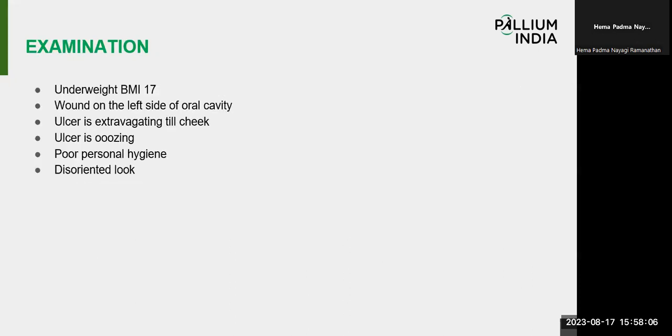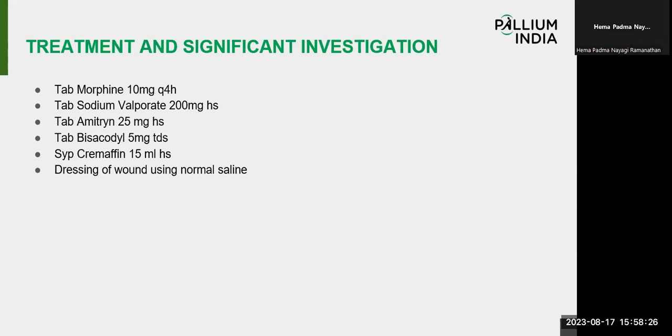Next slide, please. On examination, the patient is underweight, BMI around 17, with a wound on the left side of the oral cavity, extending till the cheek, and the ulcer was oozing. Poor personal hygiene; the patient is disoriented and doesn't speak much. Treatment given: tab morphine 10 mg Q4 hourly, tab sodium valproate 200 mg HS, amitriptyline 25 mg HS, bisacodyl 5 mg TDS, syrup cremaffin 15 mg HS, and dressing of the wound using normal saline.